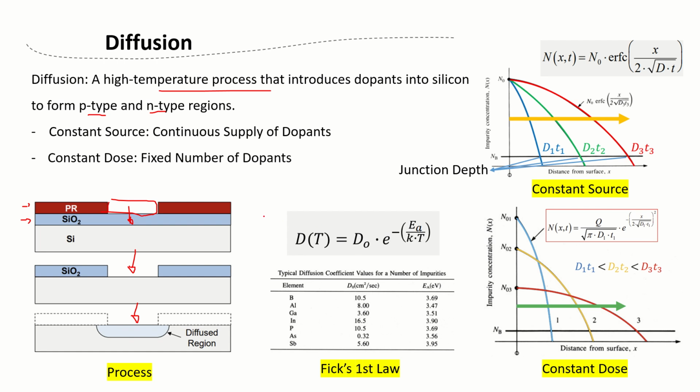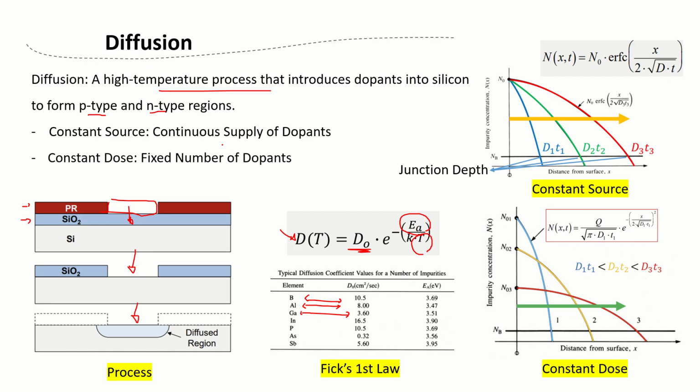So for diffusions, several factors are included in the diffusion coefficient. First, the diffusion coefficient corresponds to the different elements, so different elements will have different diffusion rates. Also, it corresponds to activation energy and also temperature. All of them will affect your diffusion process.